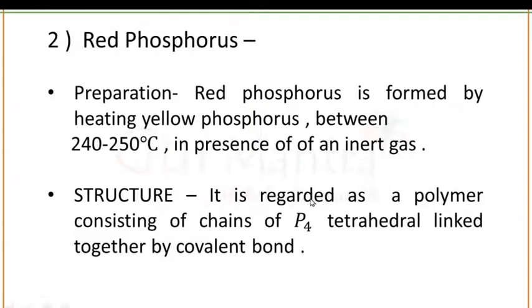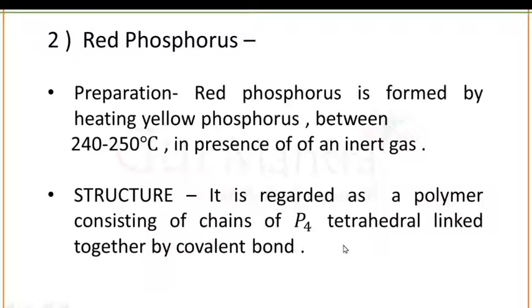Its structure is regarded as a polymer consisting of a chain of P4 tetrahedra linked together by covalent bonds. The structure of red phosphorus is regarded as a polymer, and that polymer contains P4 tetrahedra linked together by covalent bonds. Red phosphorus is one of the most common allotropes of phosphorus, and it is considered to be a derivative of the P4 molecule. You can see here the P4 tetrahedral structure.